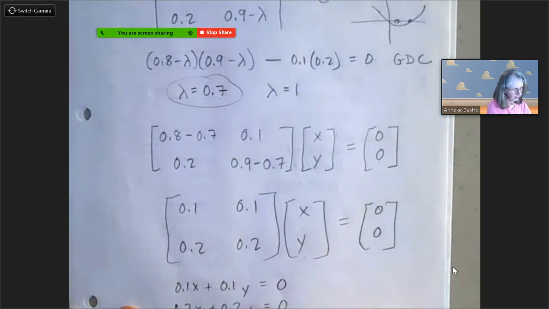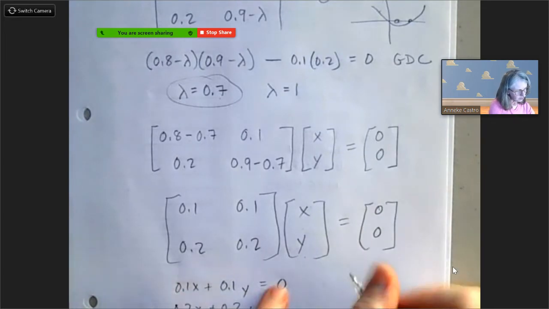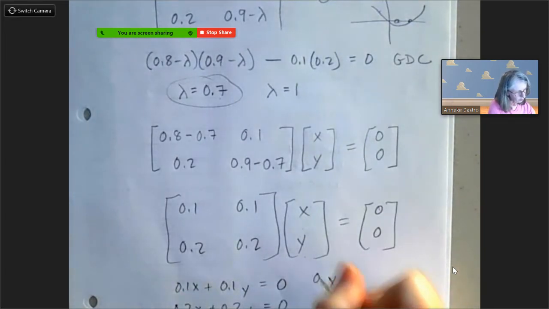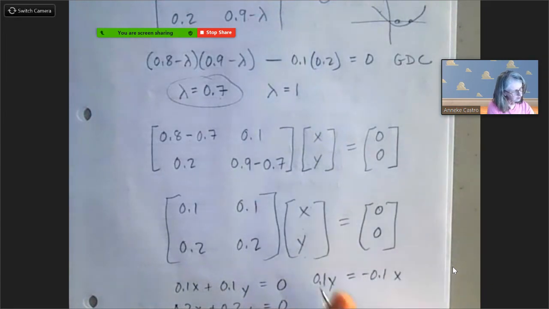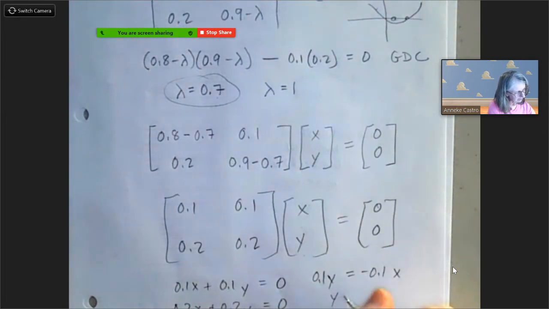equals 0. And now if I solve this for y, I'll move my x to the other side. I get 0.1y equals negative 0.1x. Divide both sides by 0.1, I get negative y equals negative x.